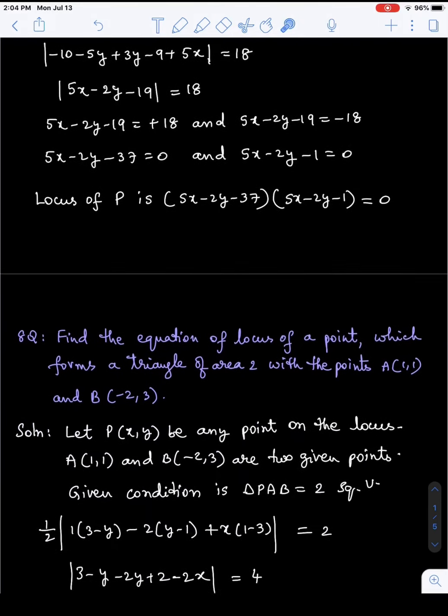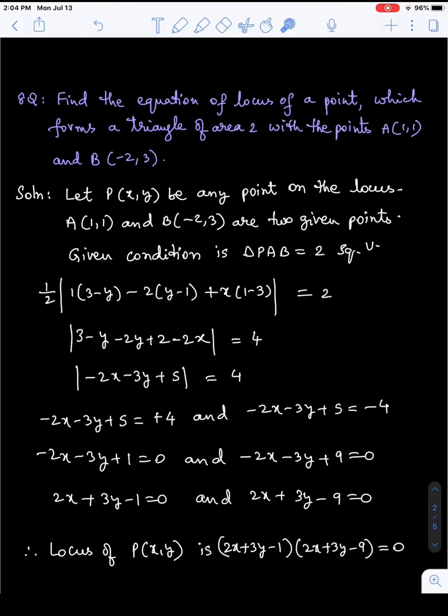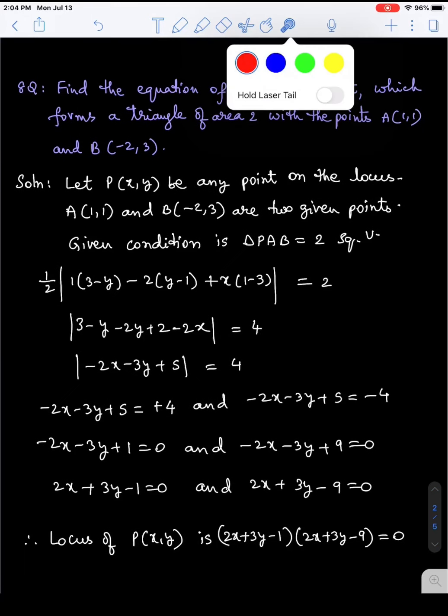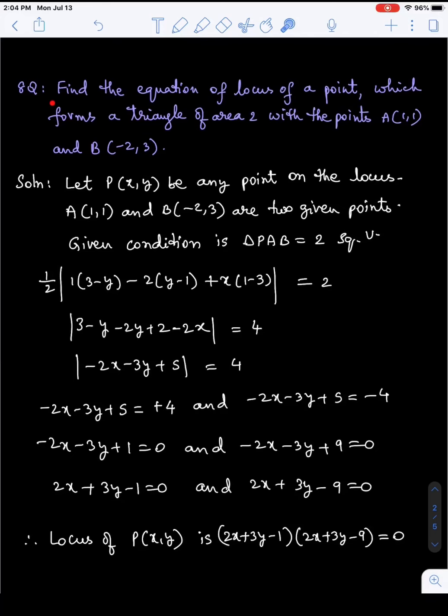Okay. So the next question is the 8th question. How to do it? Let us read it first. Find the equation of the locus of a point which forms a triangle of area 2 with the points A (1, 1) and B (minus 2, 3). This is also the same as the 7th problem. Here also you should take: let P(x, y) be any point on the locus, first step. And the given two points are the next step. And the condition is to be the third step. That is, the given condition is that the triangle area is 2.